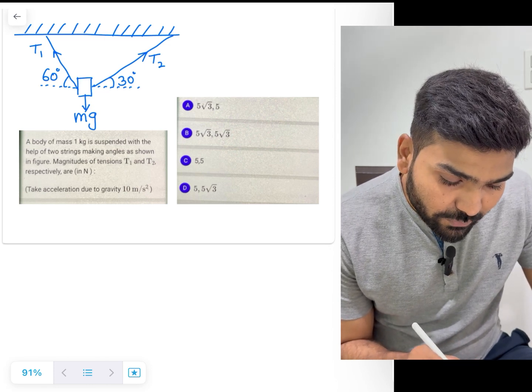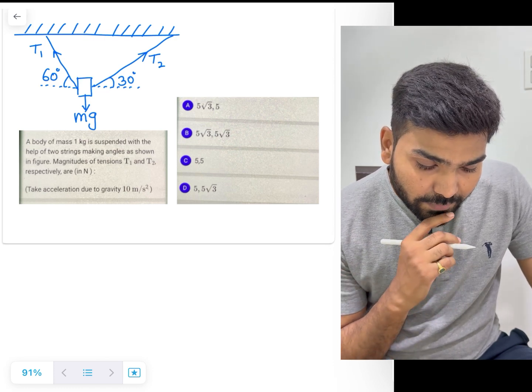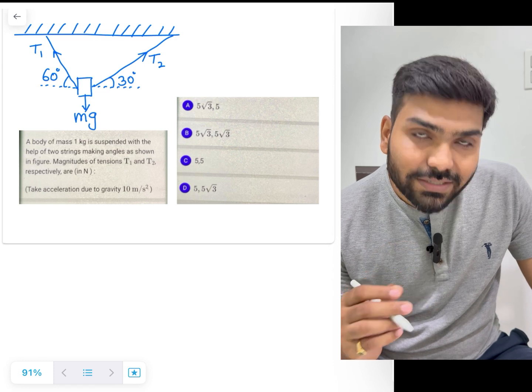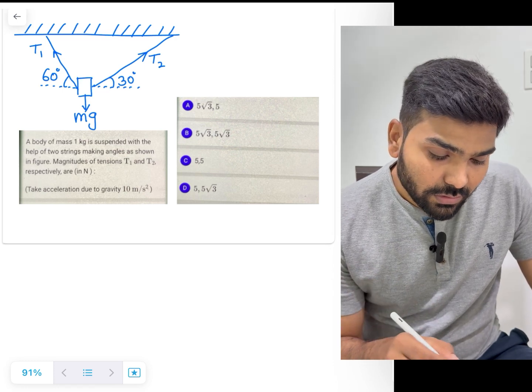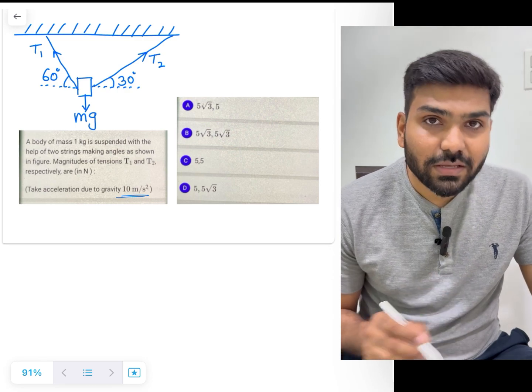So the question says a body of mass 1 kg is suspended with the help of two strings. Magnitudes of tensions are T1 and T2, and what we have to find is this T1 and T2. The acceleration due to gravity is taken as 10 meter per second square.